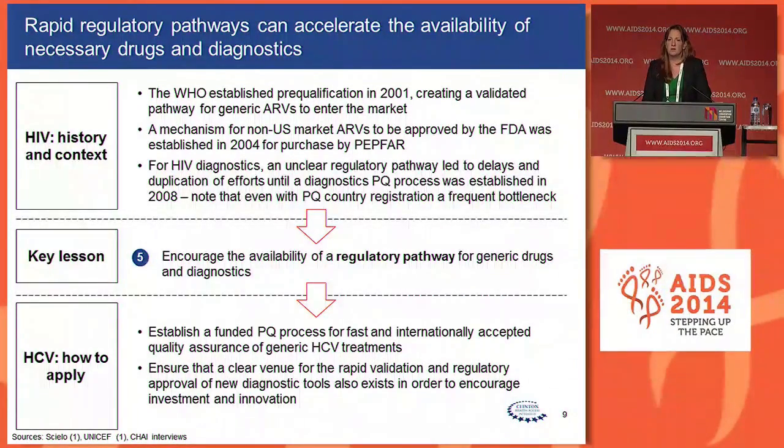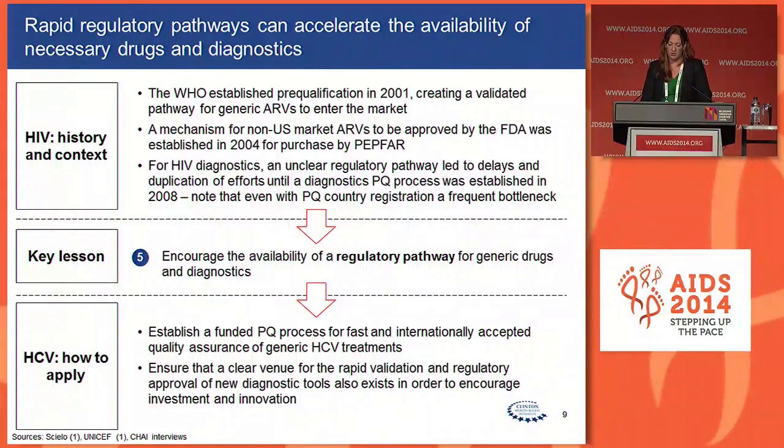When thinking about the drugs and thinking about access to generics, one of the key factors in making generics more available in low and lower middle income countries is that there were regulatory pathways. So with the PEPFAR or with the WHO PQ program, that created an option. There was also, with the advent of PEPFAR, an option for the FDA to approve non-US market generics. So having multiple regulatory pathways has also greatly improved access to generics. On the diagnostic side, it hasn't been as easy and hasn't been as efficient.